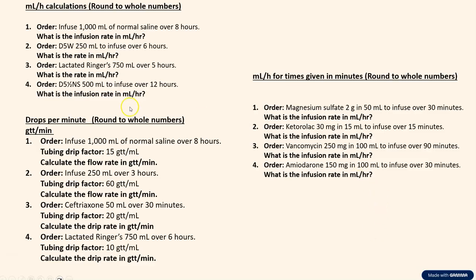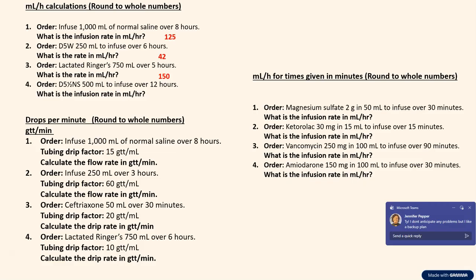The answer to number 1 is going to be 125 milliliters per hour. The answer to number 2, 250 milliliters over 6 hours, is going to be 42 milliliters per hour. The answer to number 3, lactated ringers, 750 milliliters over 5 hours, the answer is going to be 150 milliliters per hour. And then the final one, D5 half normal saline, 500 milliliters to infuse over 12 hours, and your infusion rate is going to be 42 milliliters per hour.